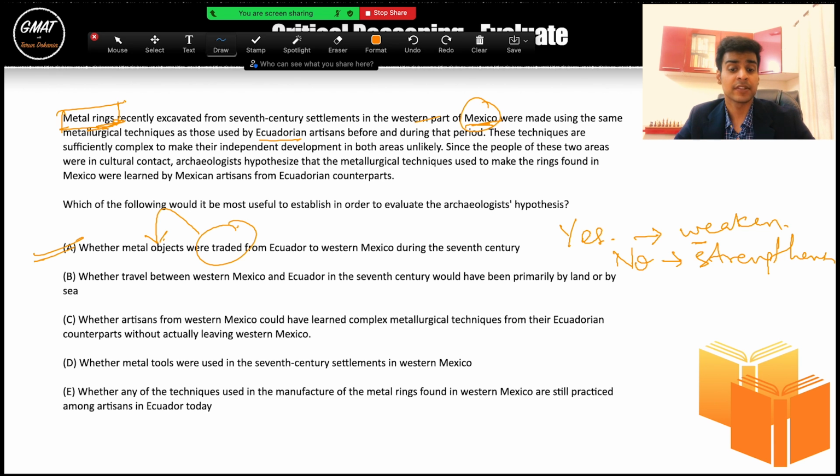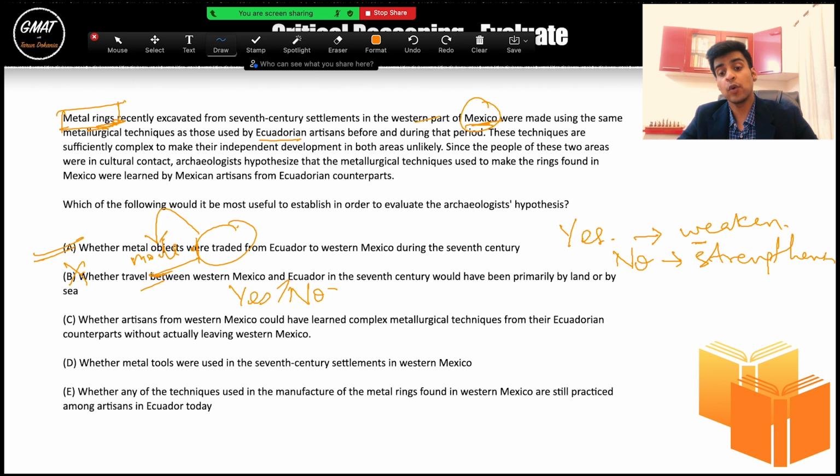B: Whether the travel between Western Mexico and Ecuador in the 7th century would have been primarily by land or by sea. So what is the key factor here? The mode of travel, right? Did they use land or sea? But does that matter? Whatever they used, they could have taught each other, or at least the Ecuadorians could have taught the Mexicans these metallurgical techniques. So whether I take the answer to be yes or no, because the factor is irrelevant, B can't be the answer.